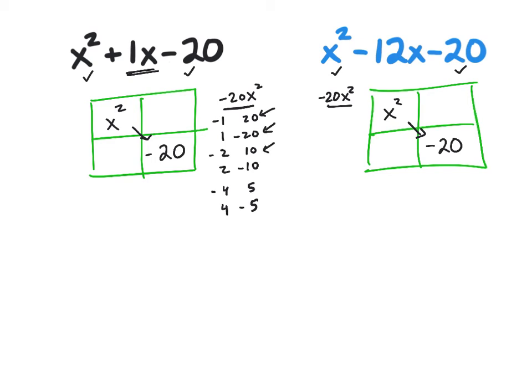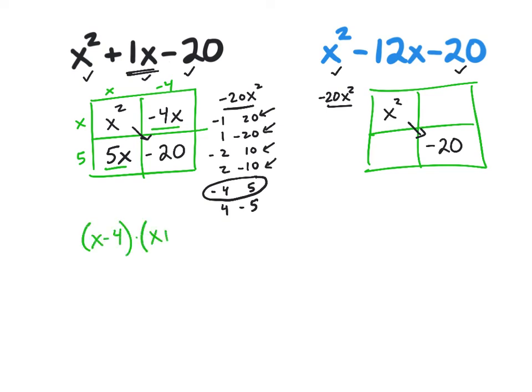Negative 2 and 10, that gives me 8. That combo gives me negative 8. Ooh, I see in the last, towards the bottom, there's a way to get a positive 1 if I do 5x and then minus 4x. That will give me the 1x. Sweet. Now I go ahead and factor, get ready to write my answer. X times x is x squared. 5 times x gives me 5x. Negative 4 times x gives me negative 4x. I now have x minus 4 on one side and x plus 5 on the other.